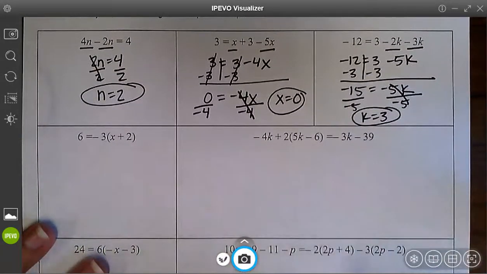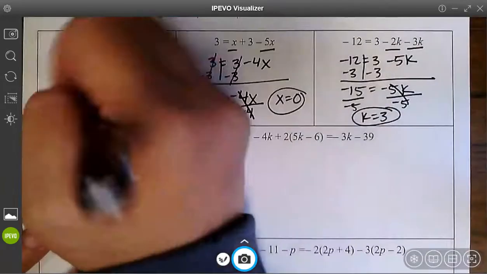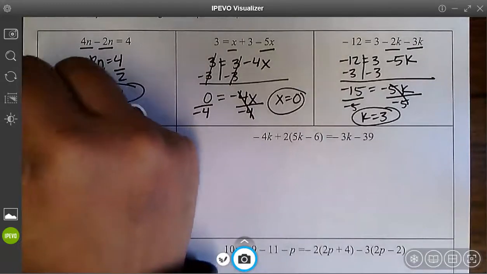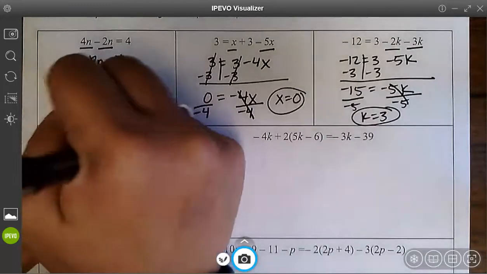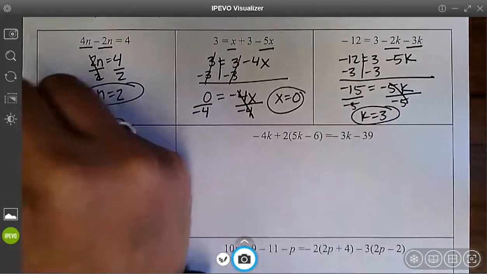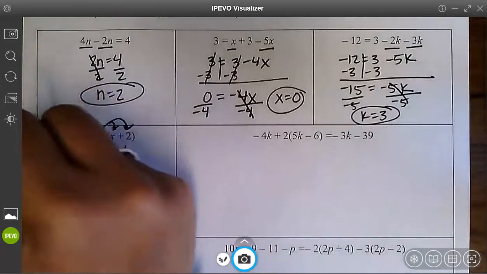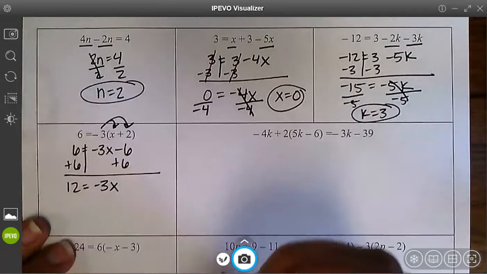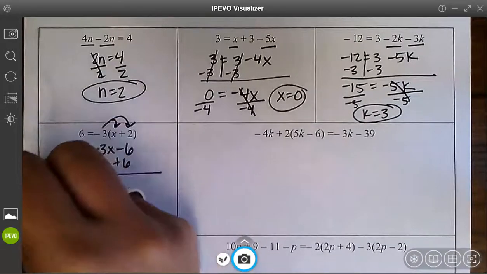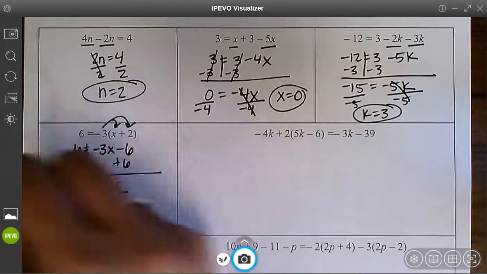The next one, I need to distribute that negative 3. You could also divide both sides, but I feel like most of you are going to distribute. So I'm going to distribute that negative 3 into my parentheses. You have 6 equals negative 3x minus 6. Add your 6 to both sides. 12 equals negative 3x. Divide both sides by negative 3. And you get x equals negative 2.